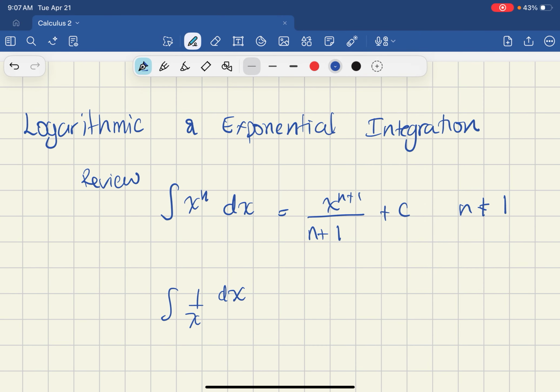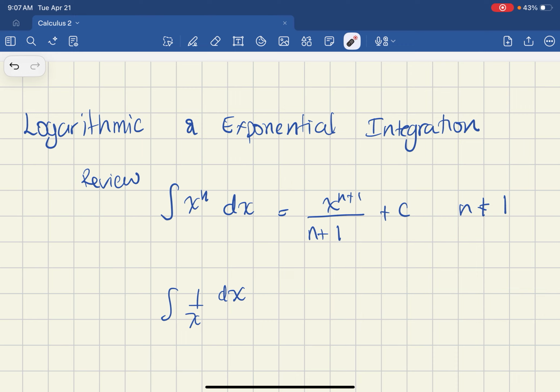Hello everyone, welcome back. This is video 2, logarithmic and exponential integration. In the previous section we covered the power rule. In the power rule we saw that the integral of x to the n dx is equal to x to the n plus 1 over n plus 1, and we have to add the constant c, but we had a restriction where n cannot be equal to negative 1.